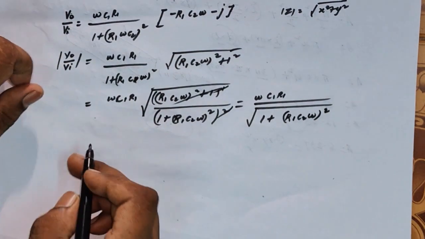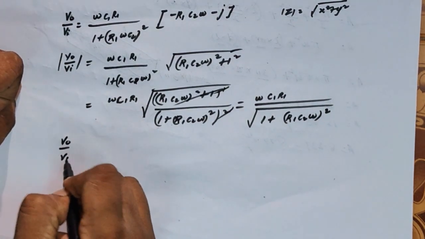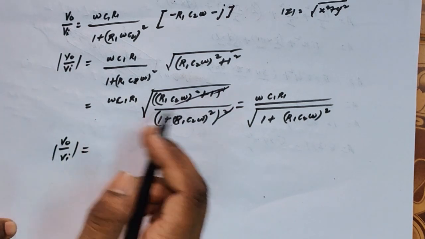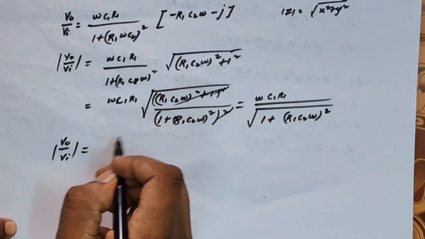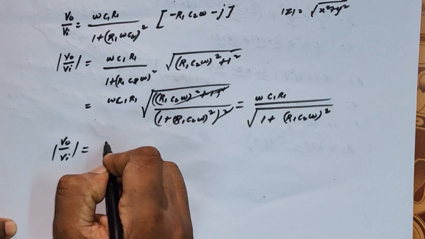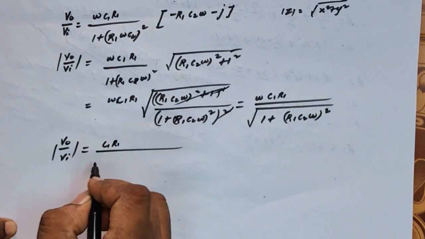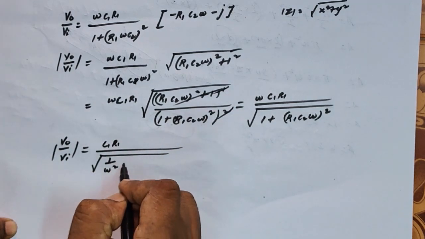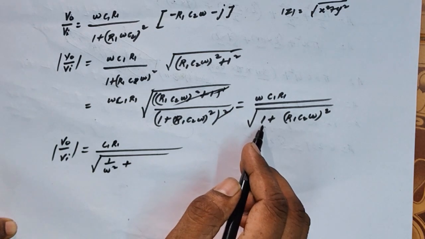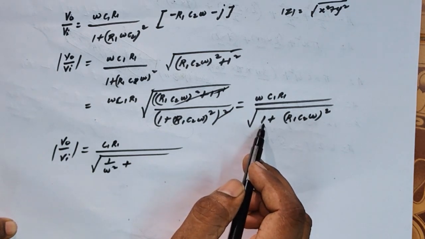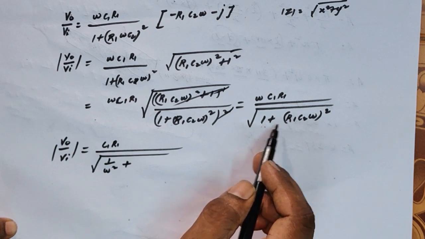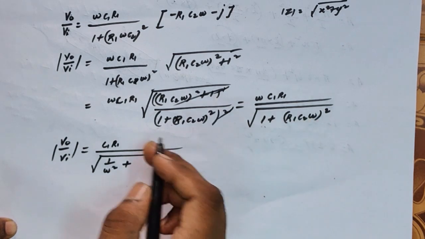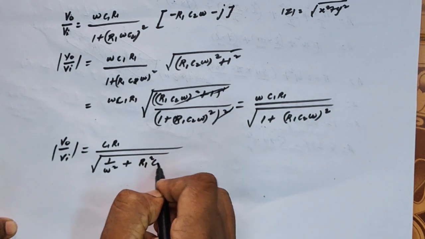Now we are going to analyze what would happen with respect to frequency. For that we are going to push the omega downward. If you are pushing omega to the denominator, it will give C1 R1 divided by the square root of 1 divided by omega square plus this omega square. If you push it down, it will be a fraction. If you are pushing it inside the square root, the omega will become omega square. So here there is a common omega square, 1 by omega square, and it will get cancelled, leaving R1 square C2 square.